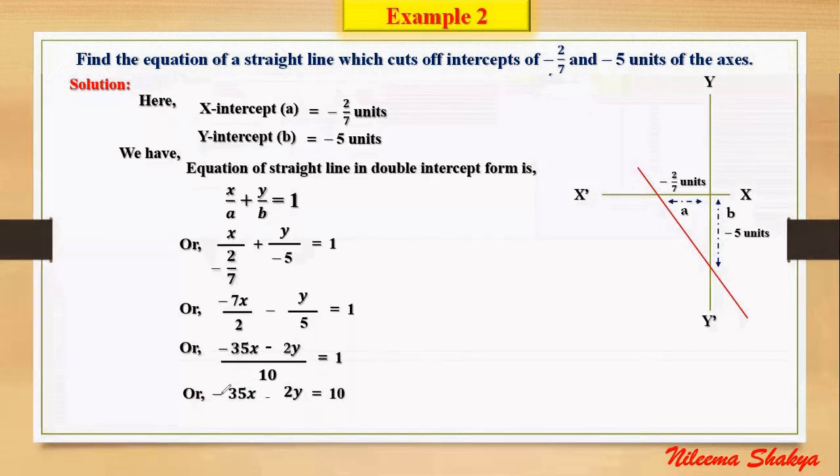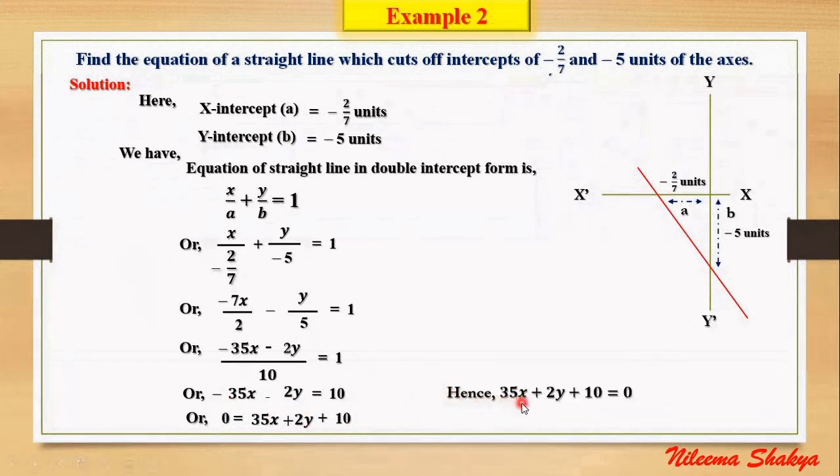Now what we are going to do is shift 35x to the right hand side, so that minus 35x becomes plus 35x on the right hand side. Also, we are going to shift this 2y to the right hand side. So this minus 2y becomes plus 2y when it is shifted to the right hand side. But on the left hand side, there is nothing left over, so we write 0 here. 0 equals plus 35x plus 2y plus 10.